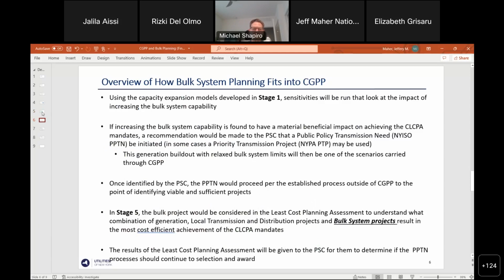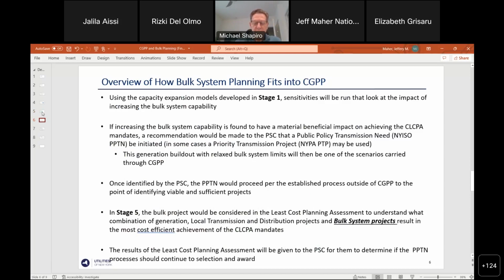So how does bulk fit in? What are we going to do for bulk? The concept right now that the utilities are developing is that in stage 1, what we will do with our capacity expansion models is run sensitivities. And these sensitivities would look at the impact of increasing the bulk system capability.